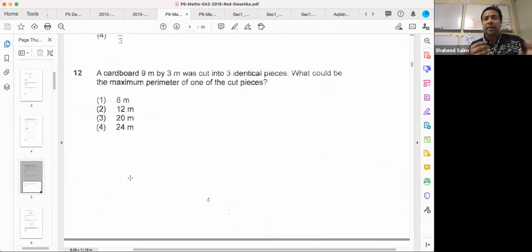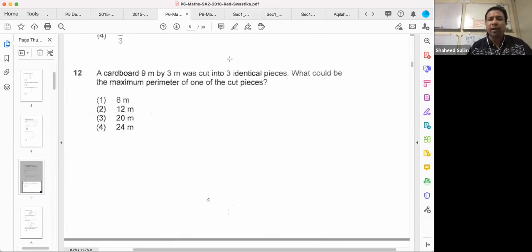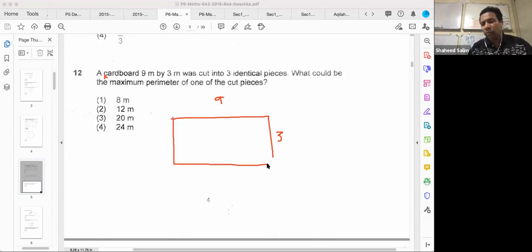Come, you must understand. Okay, first of all, let us understand the question first. We have now a cardboard. What they did not tell us down here, they must tell us it's a rectangular cardboard. So there's a length, 9, and the breadth, which is 3. Now, they are going to cut it into 3 identical pieces. That means the 3 pieces will be the same. So they can do it like that.